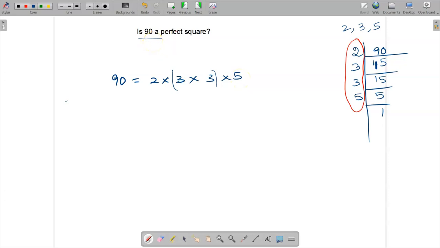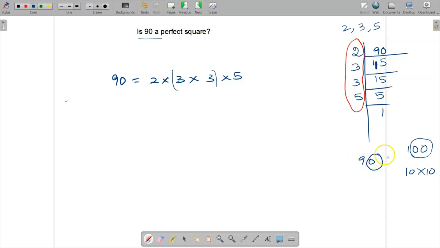That is one point of view. Another point of view is this: when we observe the number 90, whenever you have 0 at the end, if it is a perfect square, the number should have double 0 at the end. For example, if I say 100, since it has double 0, this number can be a perfect square number, that is 10 into 10 will become 100.